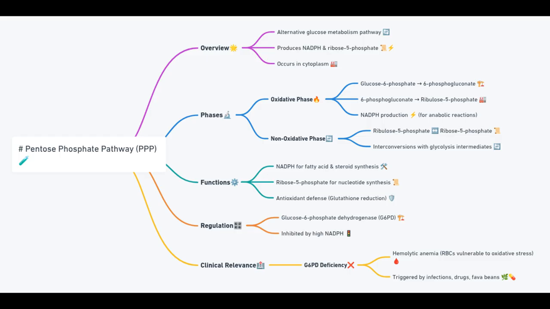All right, so what's the significance of the HMP shunt or the PPP? When the pentose sugars are not required for biosynthetic reactions, the metabolites in the non-oxidative portion of the pathway are converted into glycolytic intermediates. These intermediates can then be further degraded to generate energy, or converted into precursor molecules for biosynthetic processes. So the pentose phosphate pathway is also referred to as the HMP, or the hexose monophosphate shunt.